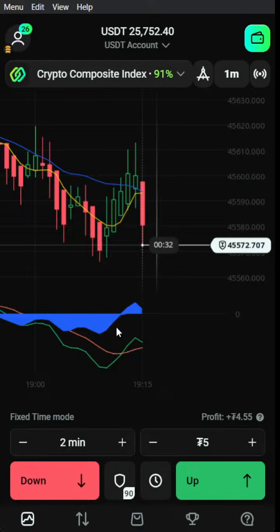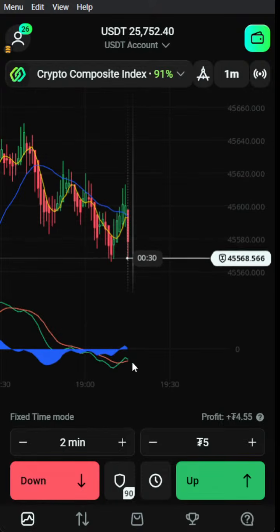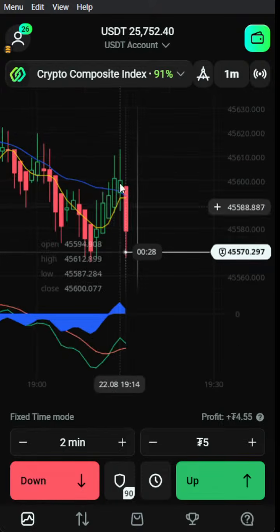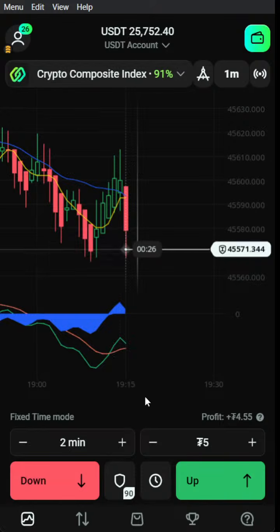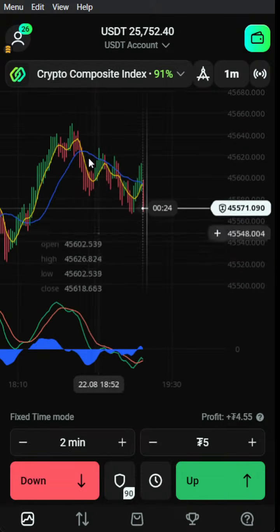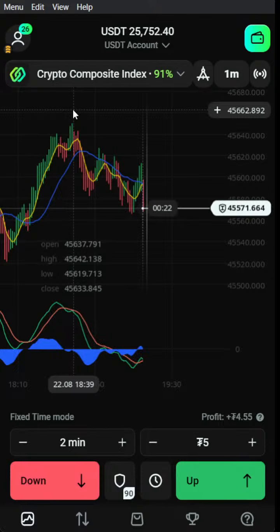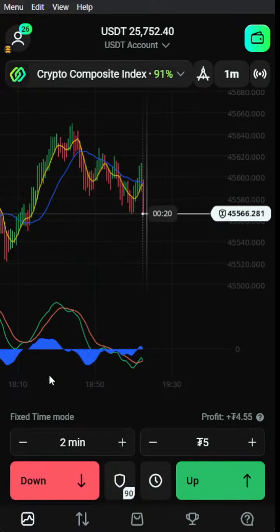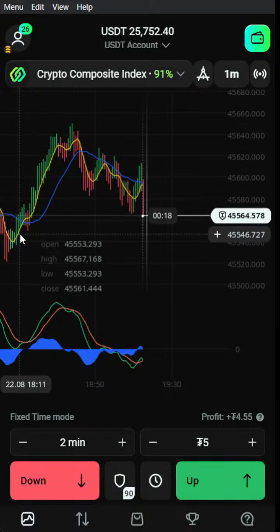Okay, so MACD, nothing to understand much in MACD. If the MACD is above the zero line and the color of the candle is green, you make an up trade. If the MACD is below the zero line and the color of the candle is red, you make a down trade. The trend needs to change. It has to be green, green, green, and then it suddenly changes the trend. It goes to red. That is the time you make this trade.